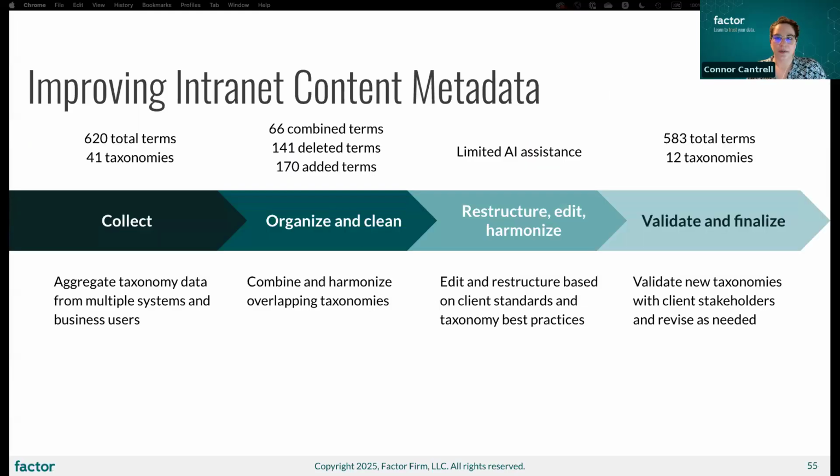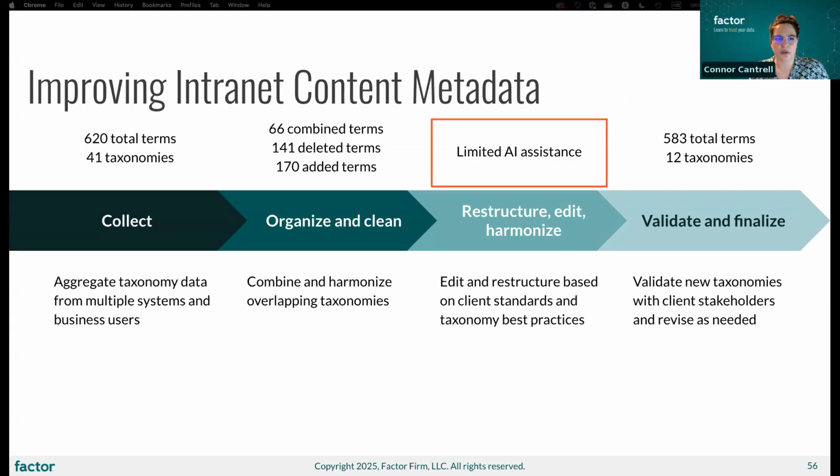Overall, we were able to decrease both the overall term volume and number of taxonomies required to organize those terms. We ended up with 583 total terms across 12 taxonomies. And this was accomplished well within the required time frame. We even finished a few days early, which was a welcome reprieve for everyone right before the end of the calendar year.